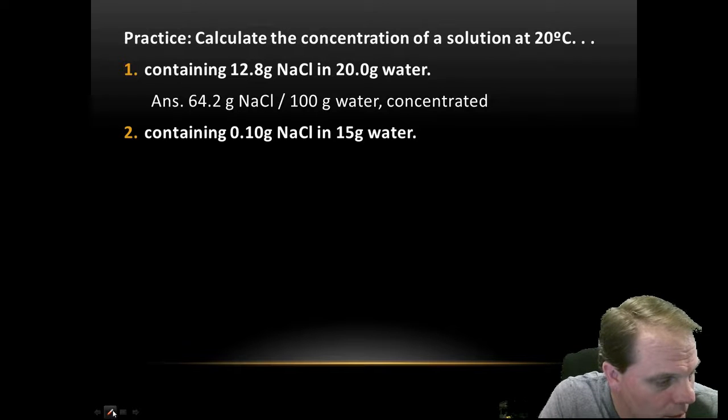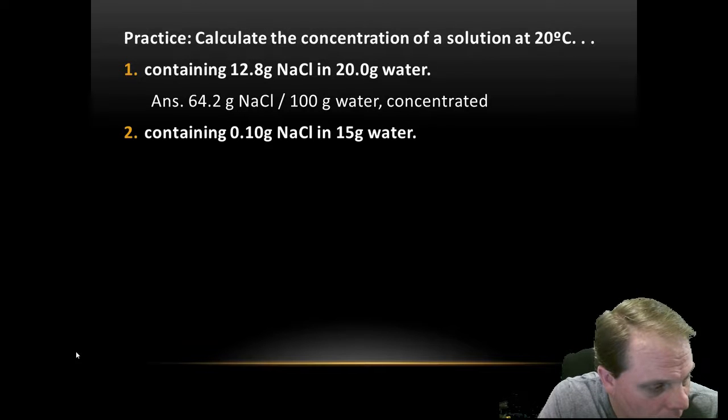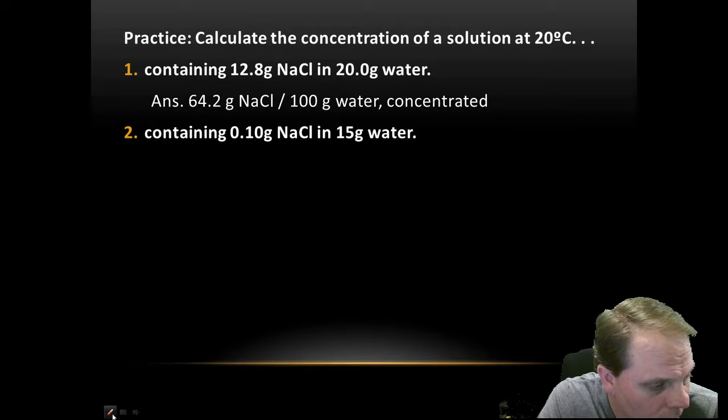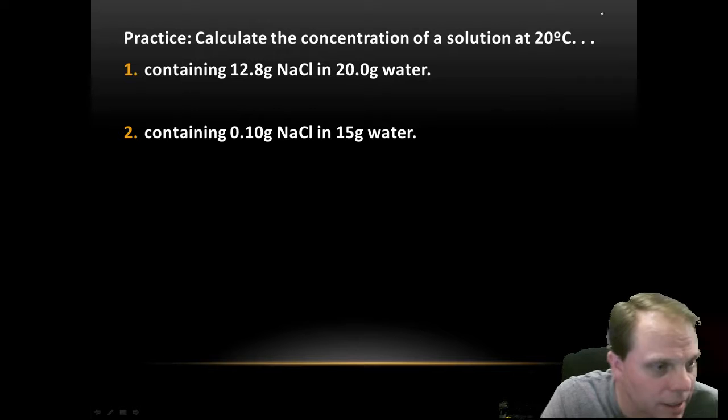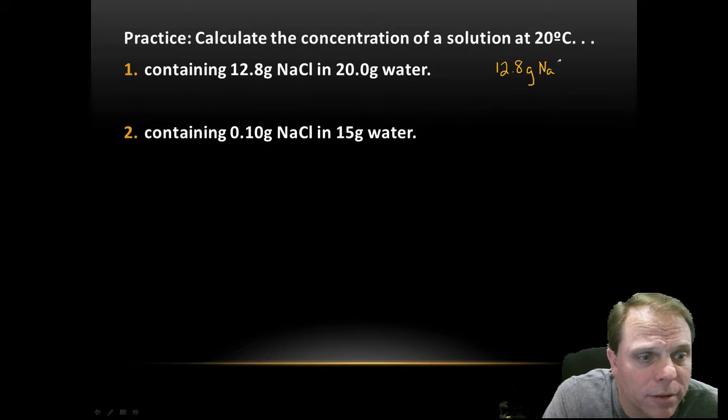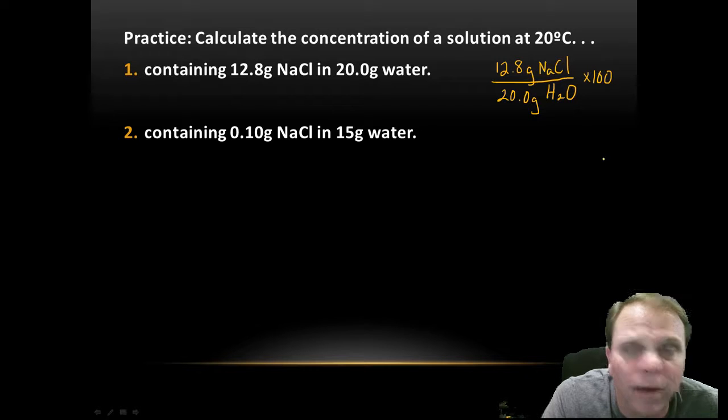Let me get my pen here. And we're going to change our color. Make sure it's nice and easy to see. Oh, you didn't see that answer, did you? All right, so we're going to take our grams, 12.8, of the solute, and we're going to take our 20.0 grams of our solvent. We're going to multiply that by 100, and we're going to get our value.